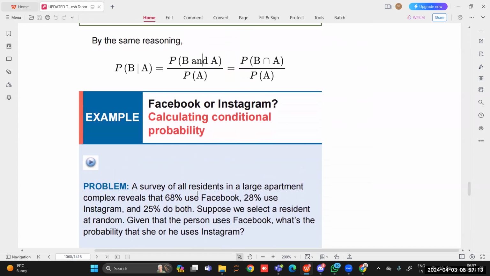Come on, read this question and tell me the answer. A survey of residents: 68% use Facebook, 28% use Instagram, and 25% use both. Suppose we select a resident at random, given that the person uses Facebook. So we have fixed that.